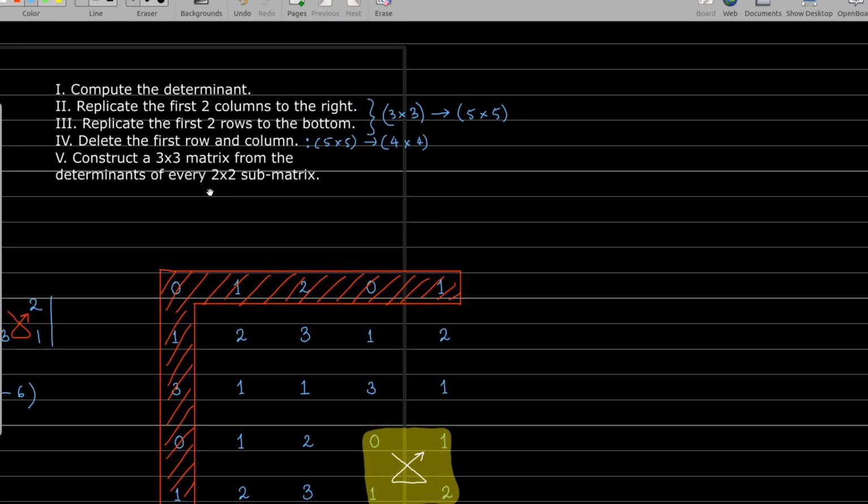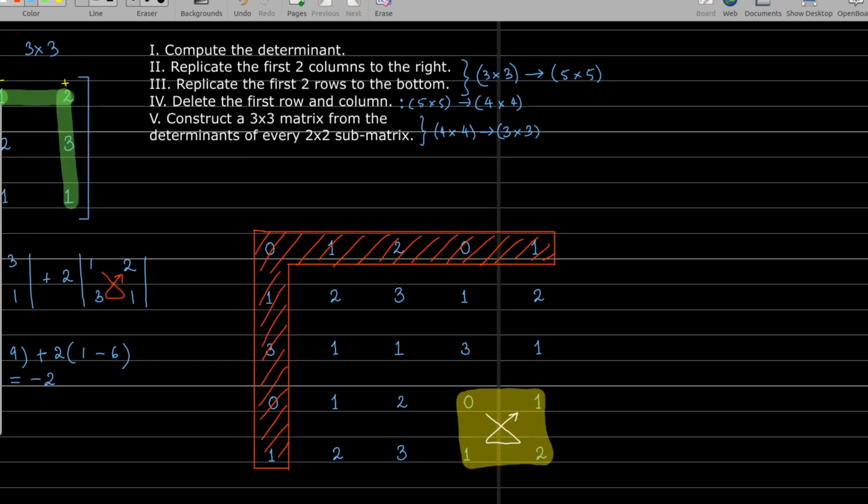Again, in this step, we construct a 3 cross 3 submatrix. That means from a 3 cross 3 matrix we went to a 5 cross 5 matrix. By deleting one row and one column, from 5 cross 5 we got to a 4 cross 4 matrix, and again from this 4 cross 4 matrix we go back to a 3 cross 3 matrix. Okay, so that is step number 5.